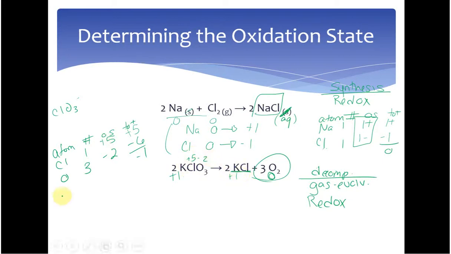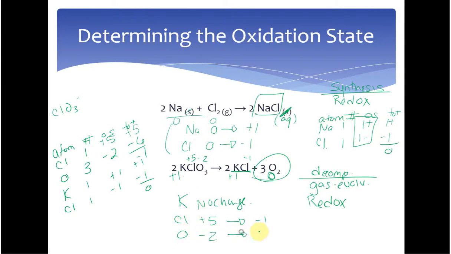Over here, K and Cl has to add up to be 0, one of each. This is plus 1. The only way to cancel it is if chlorine is minus 1. So K doesn't change. However, chlorine goes from plus 5 to minus 1. It is reduced in this reaction. Oxygen goes from minus 2 to 0. It's oxidized in this reaction. So we do have a redox reaction here.